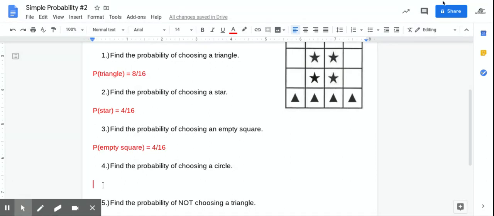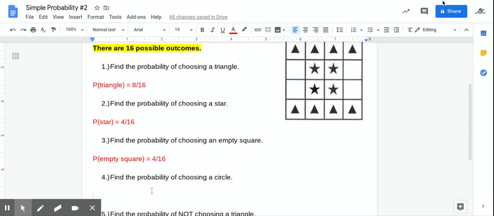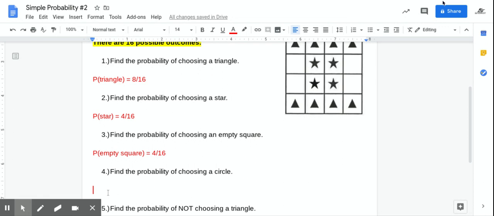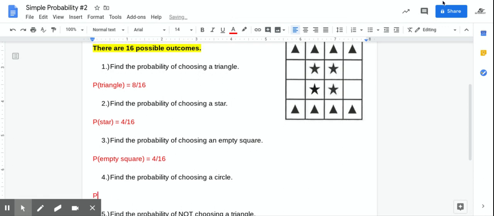Okay. So you guys, we're just counting. We're just reading the question carefully on what we're finding the probability of, and then simply just counting how many of those we have. Okay, so number 4 says, find the probability of choosing a circle. Okay, well, probability of choosing a circle, notation, I'm going to write or type.